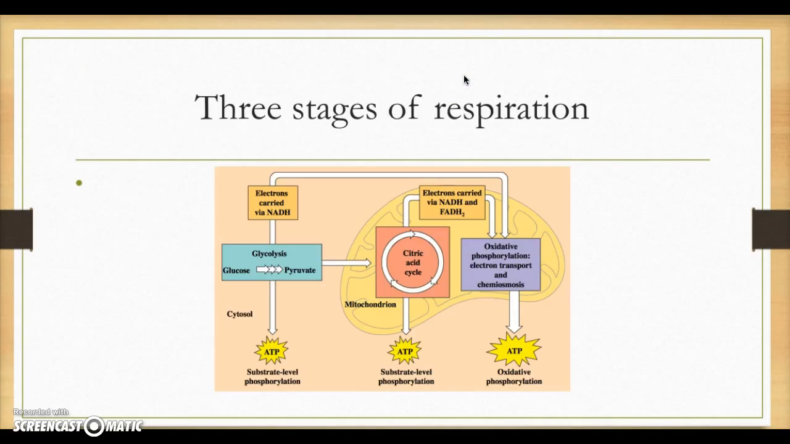So there are 3 stages of respiration. The first 2 stages are glycolysis and citric acid cycle. They both synthesize ATP by substrate-level phosphorylation. And the third stage is oxidative phosphorylation. It includes 2 parts, which are electron transport and chemiosmosis. I will talk about the difference between the substrate-level phosphorylation and oxidative phosphorylation later in this video.